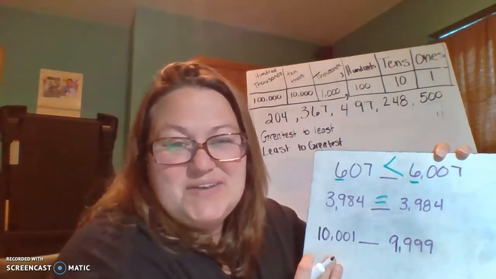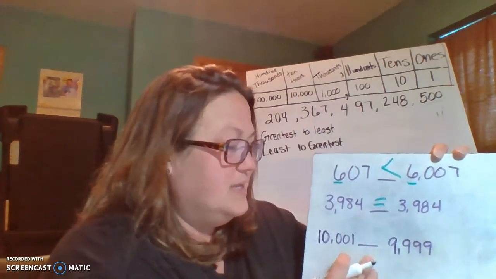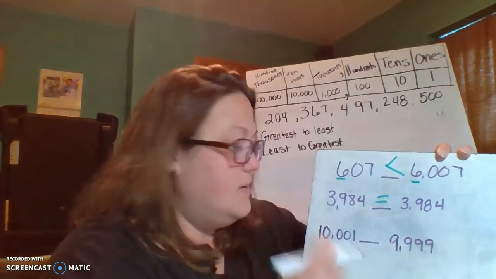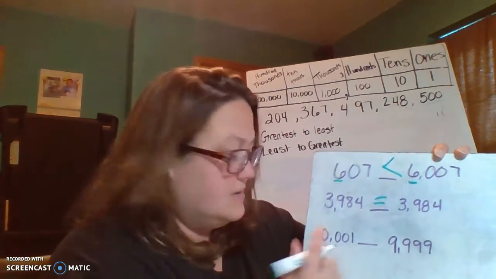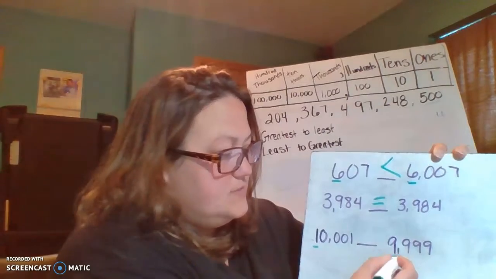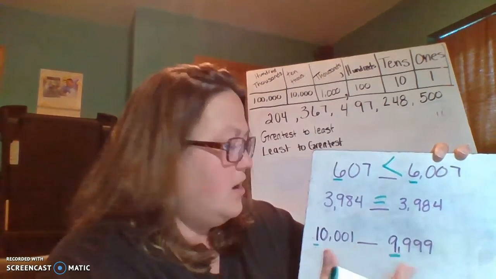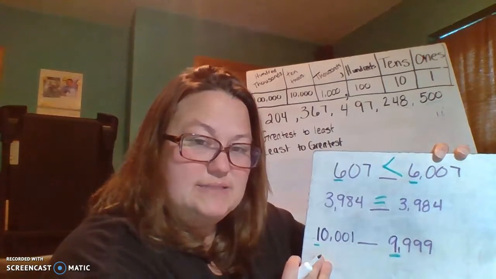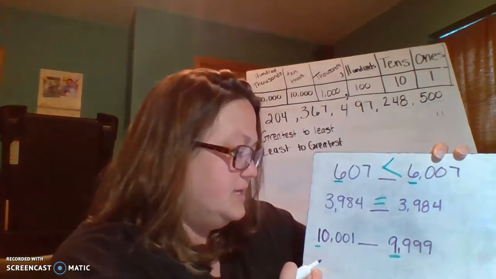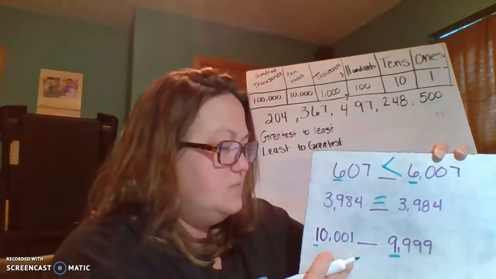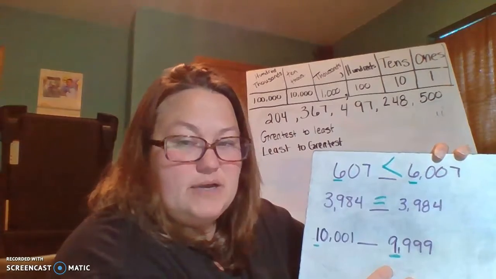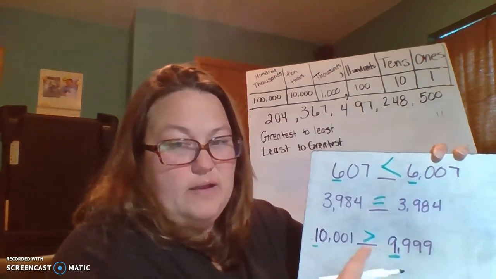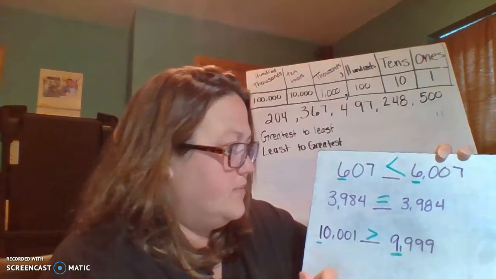Lastly, we've got 10,001 is blank 9,999. So this goes to the 10,000s place, and this only goes to the thousands, so we can automatically know that this number is larger because it goes into that next place value. So 10,001 is greater than 9,999. The arrow wants to eat the bigger number, okay?